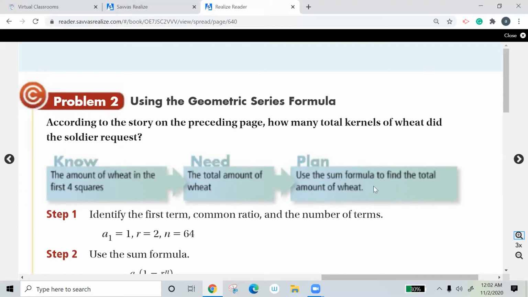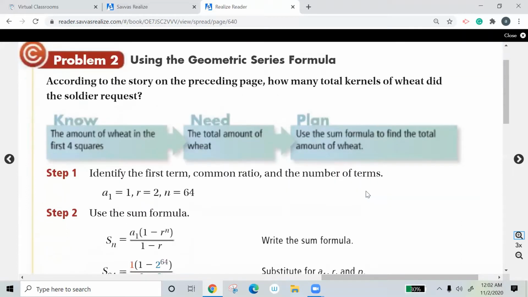Okay, step 1. Our step 1 is we will identify the first term, common ratio, and the number of terms. So based on the word problem that we read, what is our a sub 1? a sub 1, or the first term, is equal to 1. What is our common ratio? Our common ratio is 2. n, or the number of terms, is 64. Okay, next.